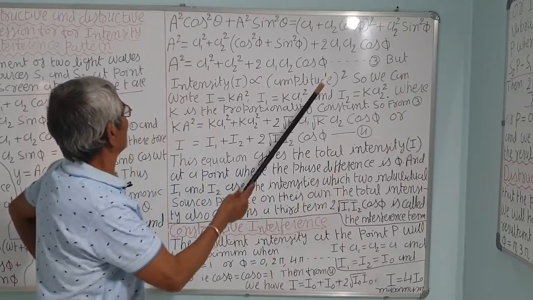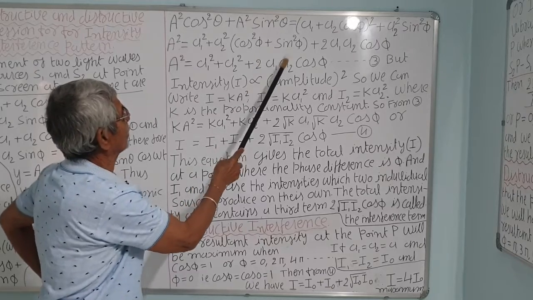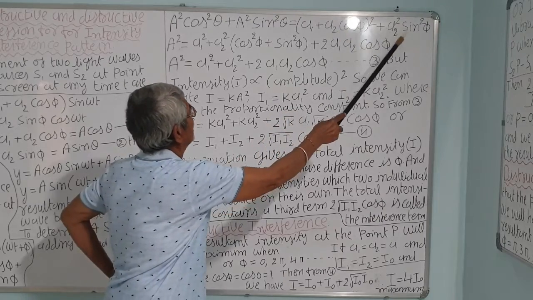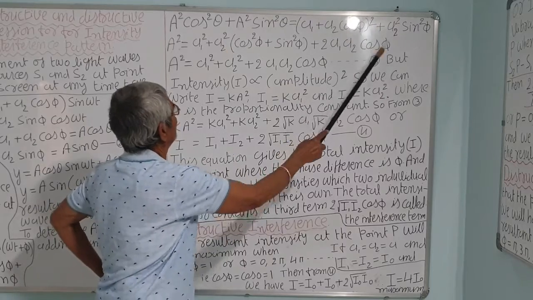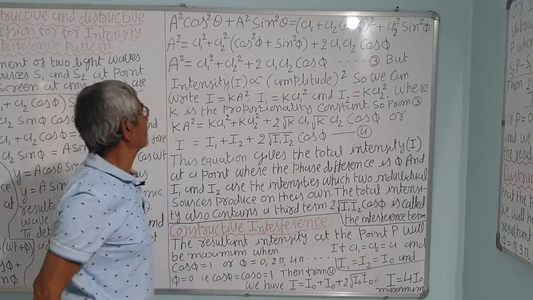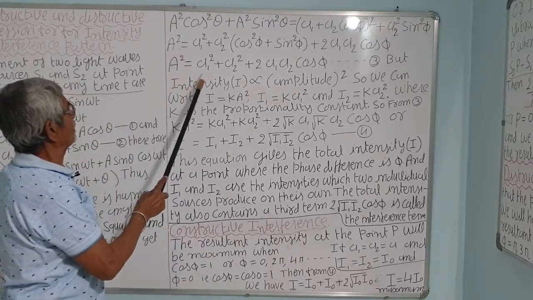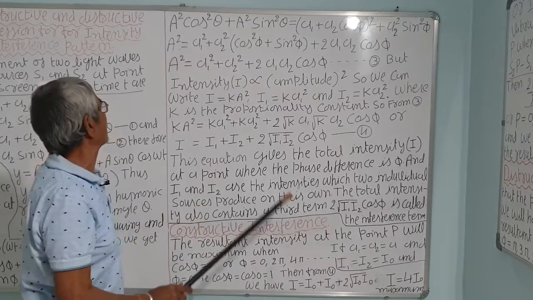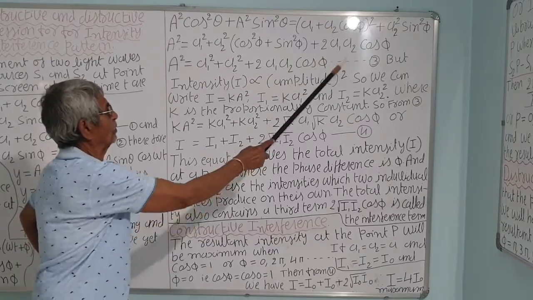So rearrange them and take the common terms: a1 square plus a2 square into bracket cos square phi plus sin square phi. That is, the last terms a2 square cos square phi and a2 square sin square phi, where a2 square is common, correct? Plus the middle term 2 a1 a2 cos phi, which is actually the interference term. Since cos square plus sin square is 1, A square is equal to a1 square plus a2 square plus 2 a1 a2 cos phi.